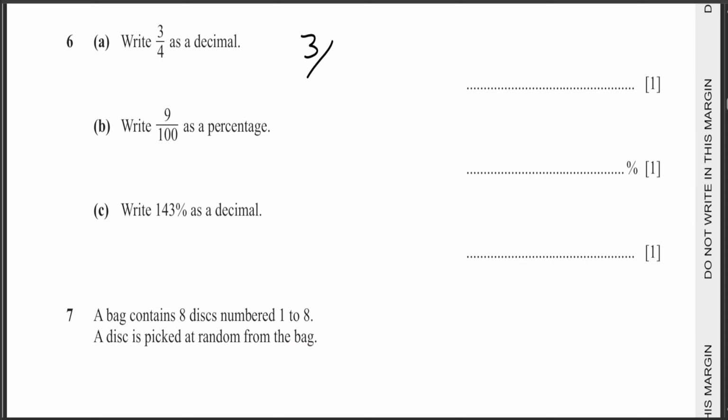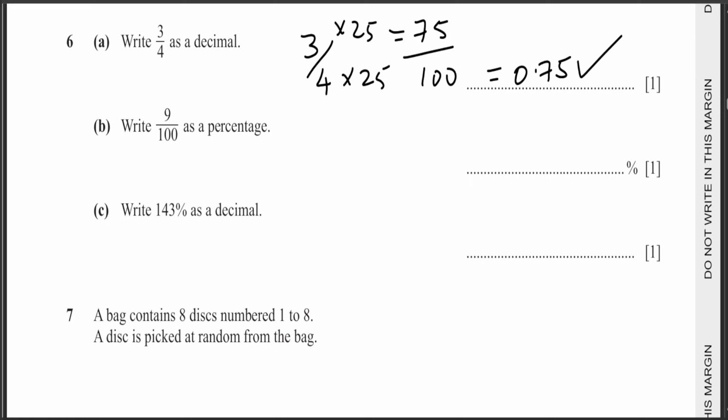Another way, 3 over 4, you need to multiply by 25 so that you can get 100 as your denominator. So 25 times 3 gives you 75. That is 0.75. There's also another way.